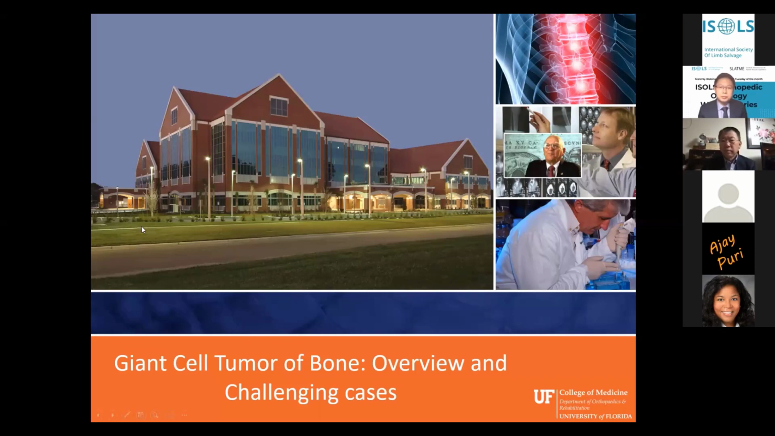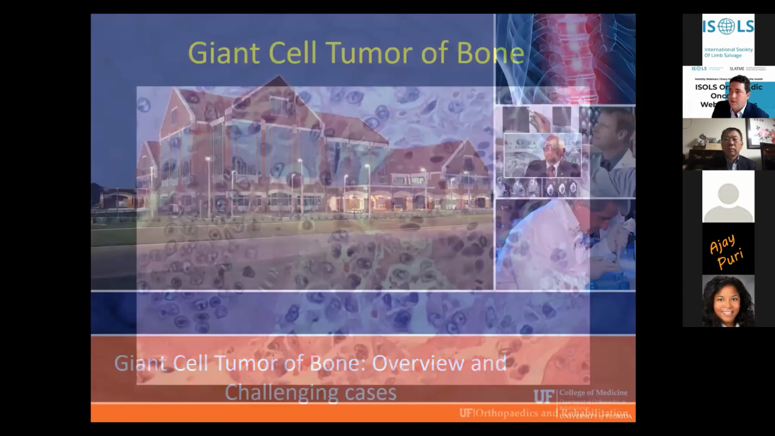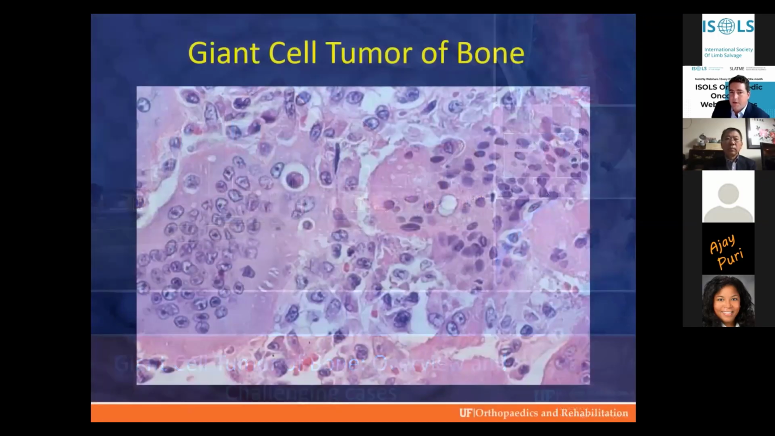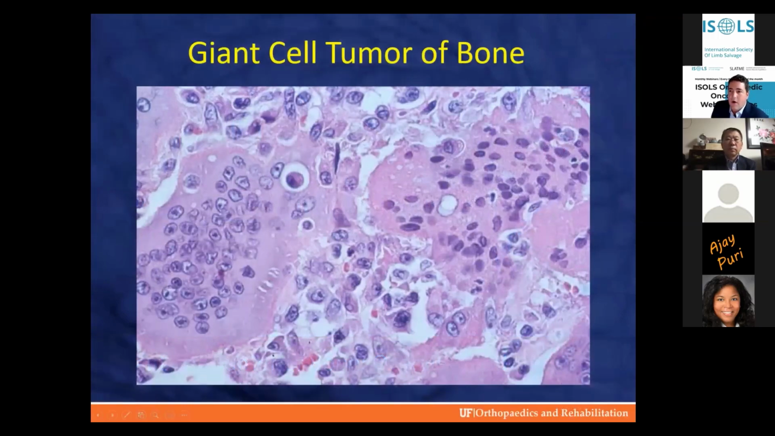Okay. All right. So first, I'd like to thank ISOLS for this opportunity. It's a nice segue from Dr. Wong and Dr. Puri. I'm going to be a little more clinical on this talk, give a little overview of giant cell tumor, and then discuss some of the challenging cases we've treated here at the University of Florida. Standard histopathology slide, as you can see, a large giant cell tumor with those stromal cells that Dr. Wong discussed, which has the neoplastic properties of this tumor.